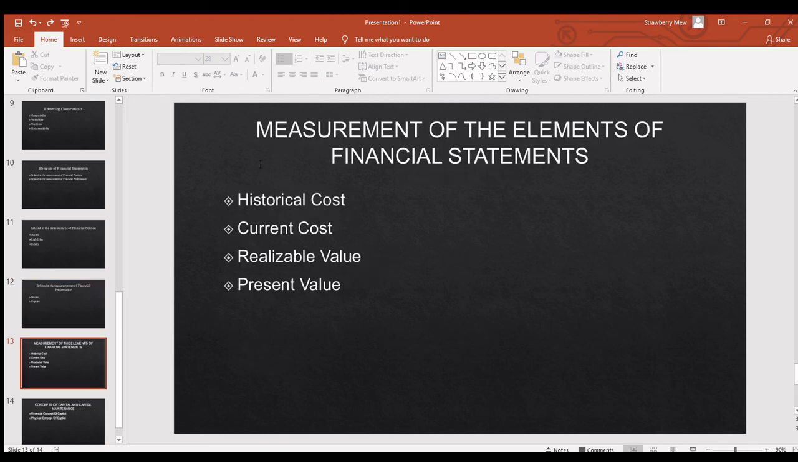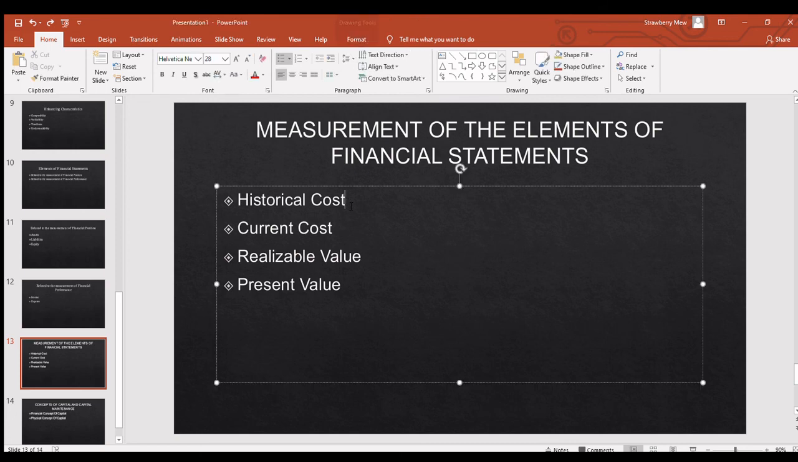So, ang mga elements na yon, it can be measured in four ways. Okay? It can be measured at the historical cost, current cost, realizable value, and the present value. Okay? So, yung historical cost, ito yung amount na pinambili natin in the past. Okay? So, kung ano man yung amount or yung cost to acquire the asset, it is the historical value.